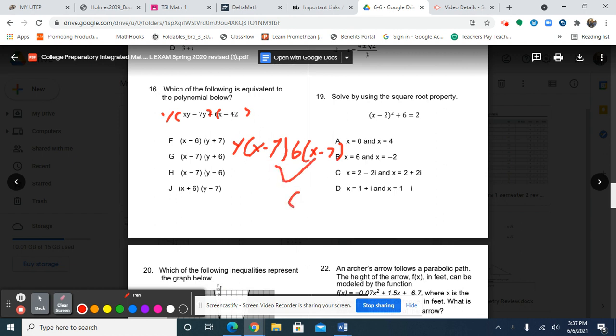Now that these two things match, that's one of our factors. And the other factor would be y plus 6. So the answer is G.